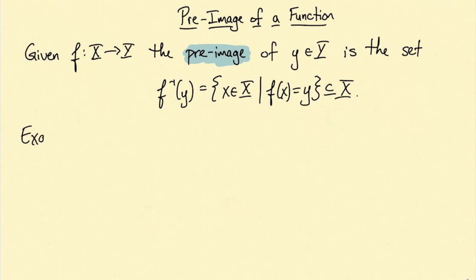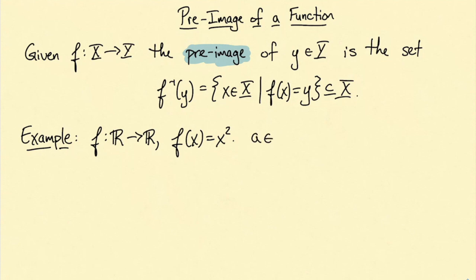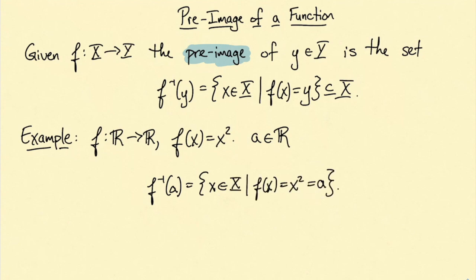This, of course, is a subset of the domain X. To give you a familiar example, let's consider the function f, whose domain is the real numbers and whose range is also the real numbers, defined by the mapping f of x equals x squared. When we ask about the preimage of a real number a, then by chasing the definitions, we're asking for the set f inverse of a, which is defined to be all the real numbers x such that x squared is equal to a. This set, of course, depends on the number a.